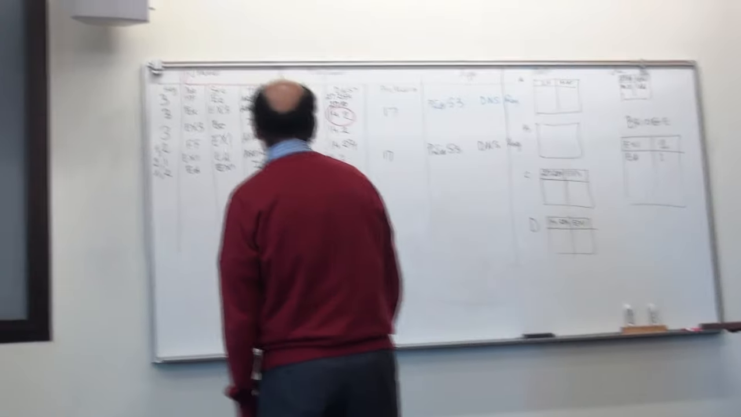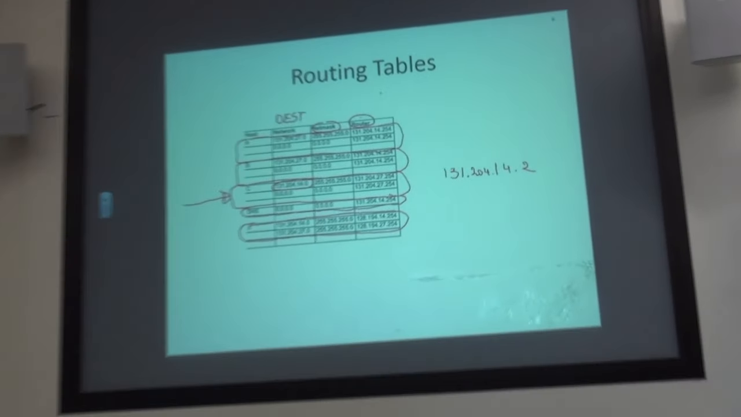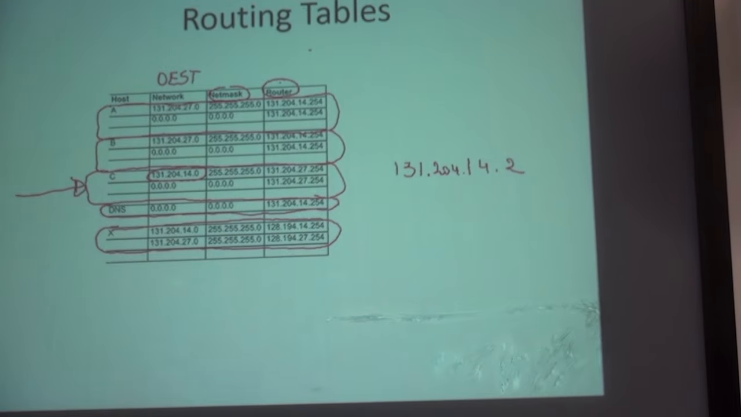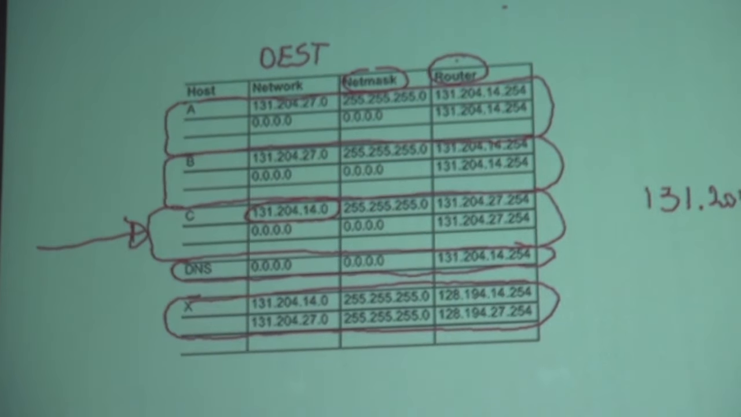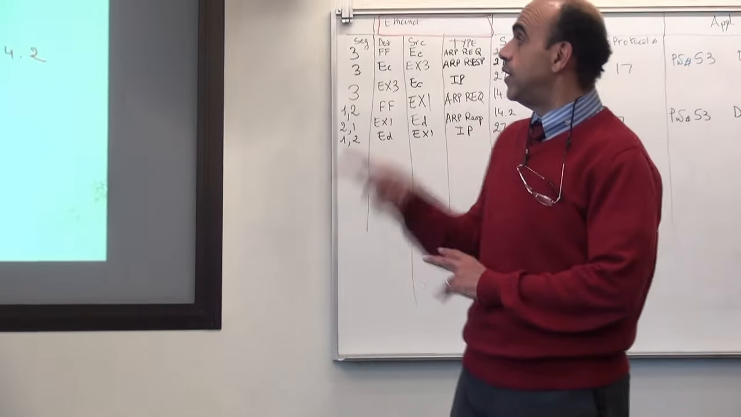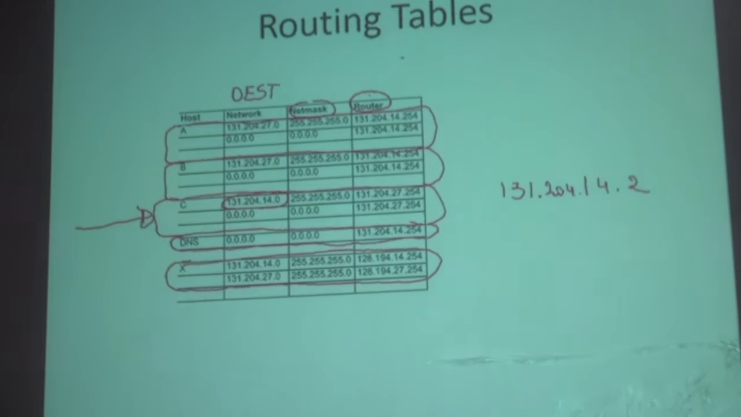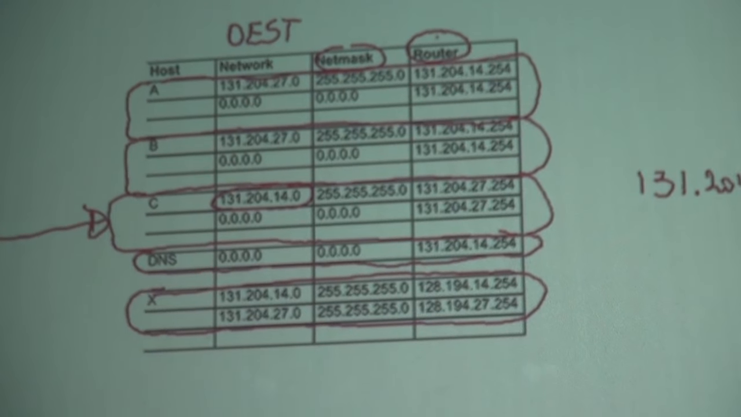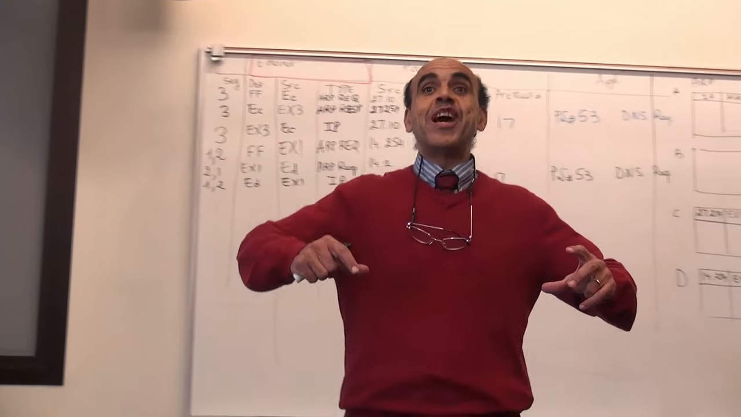Okay, so now the routing table is on the next slide, okay? So I am the DNS. What are the entries we have on the DNS? It's the default. Only the default. And that means anything that I have to send, I will have to send it to the router 14.254. Right? Okay? So we know that we have to send that to that guy.